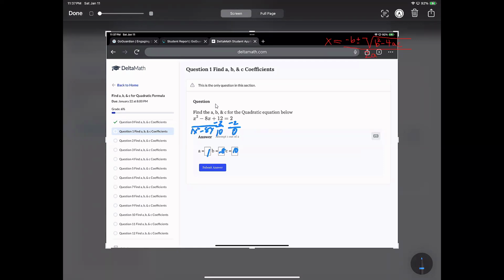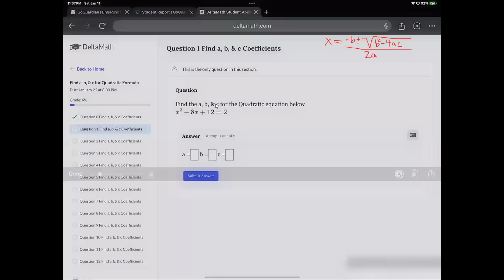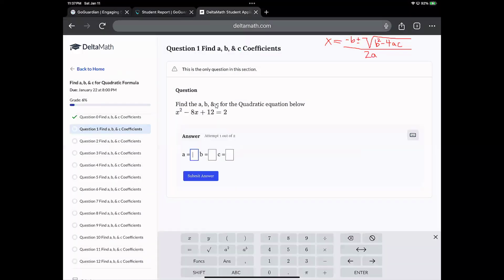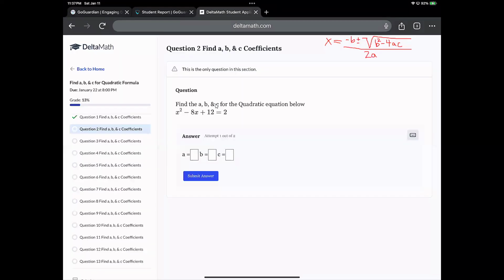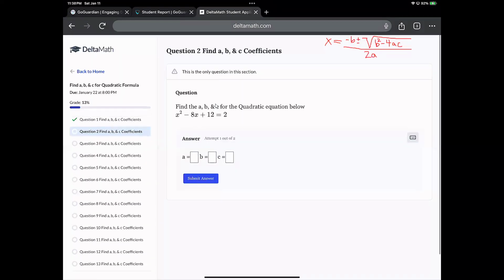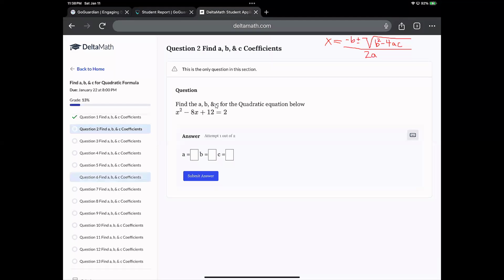All right, so let's get rid of that and go ahead and enter it. So this is going to be 1. This is going to be a -8. And this is going to be 10. And then I submit it. Very nice. All right, let's do another one. I'm going to jump around a little bit.